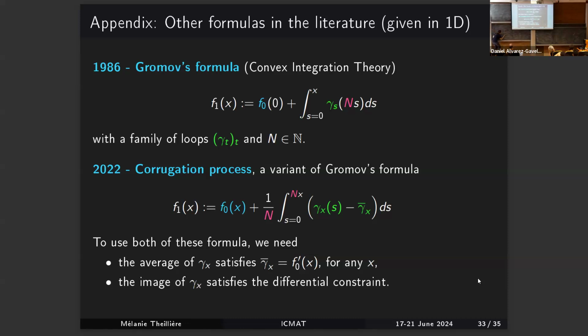So in my previous slide, I take gamma x like it. So imagine we do this for any x between 0 and 1. So you have this family of loops. I mean, for any x, we have a loop in our cycle.